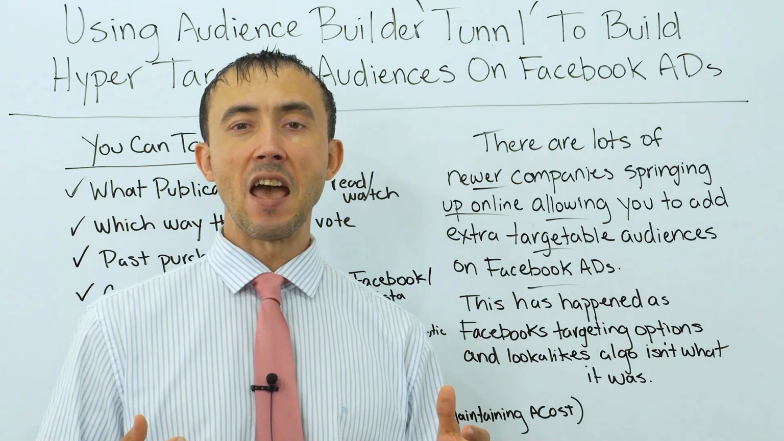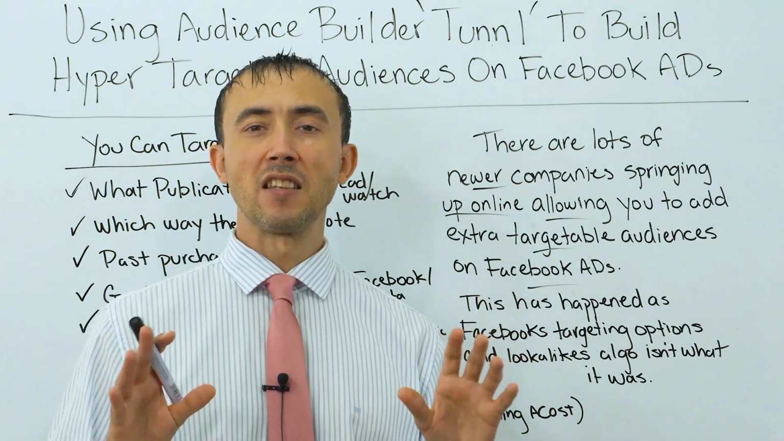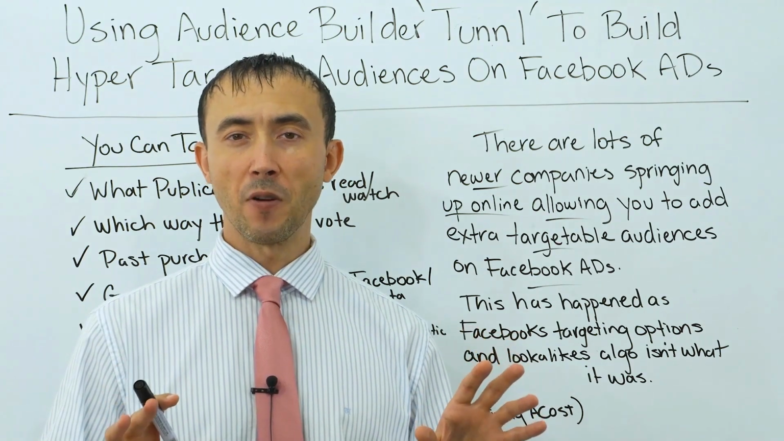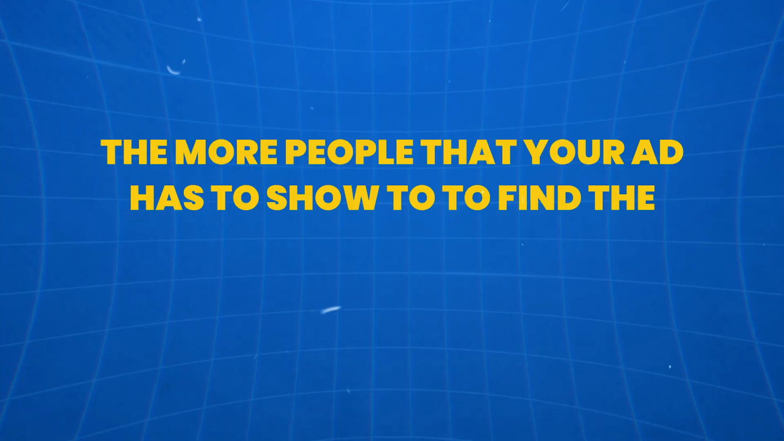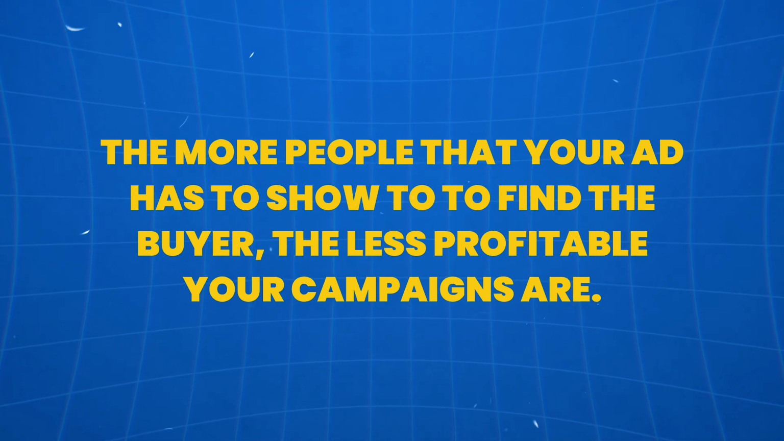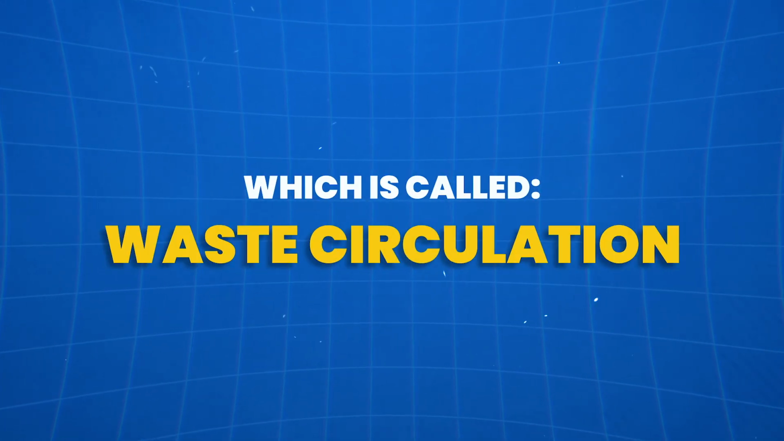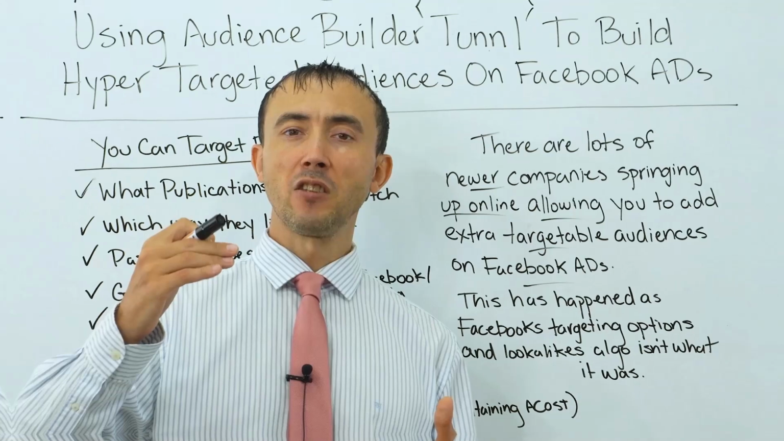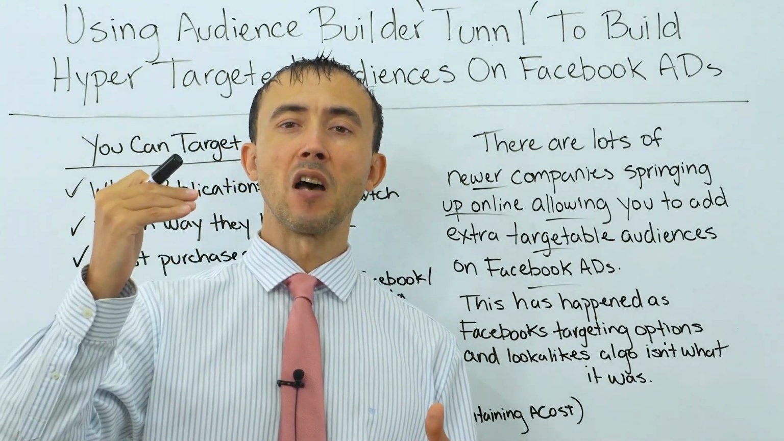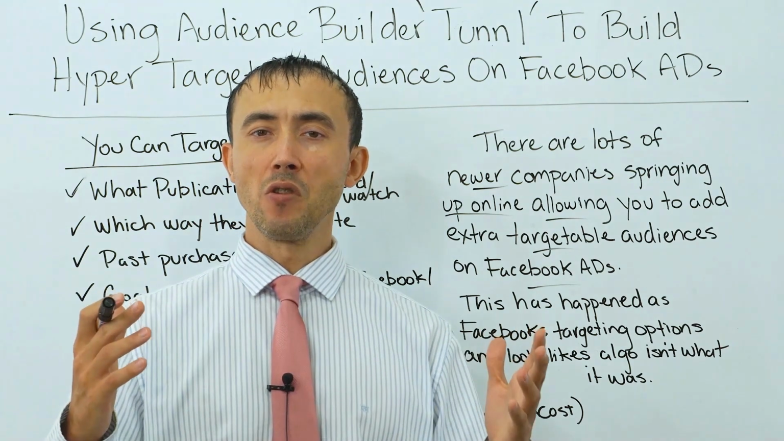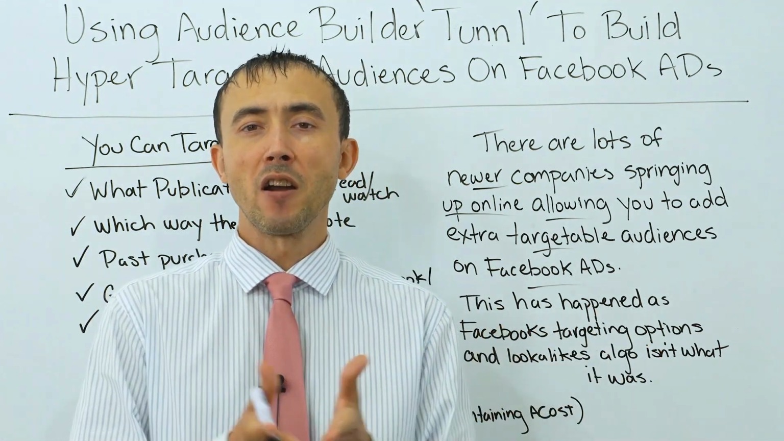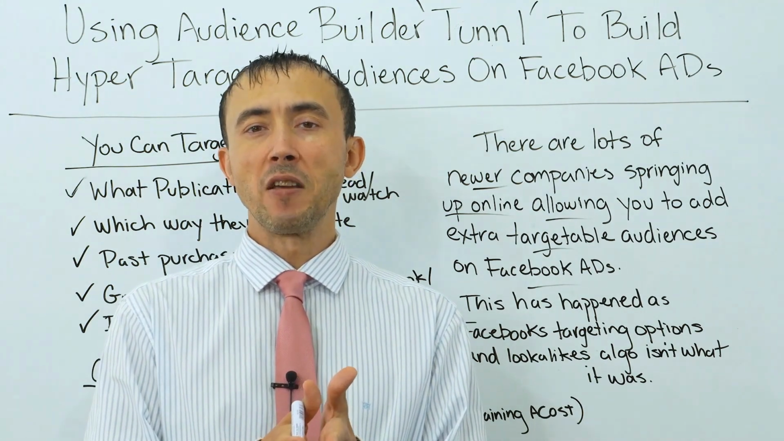And really, at the end of the day, when you're trying to run ads outside of search engines, you're trying to interrupt people and sell them something. Of course, the offer is the biggest thing. But the more people your ad has to show to find a buyer, the less profitable your campaigns are, which is called waste circulation, as we call it in the marketing space. If the click-through rate of your ad goes down, your cost per click goes up. So you are always trying to figure out how to micro-target or hyper-target who you want to target, because that's only going to make your campaign more successful.